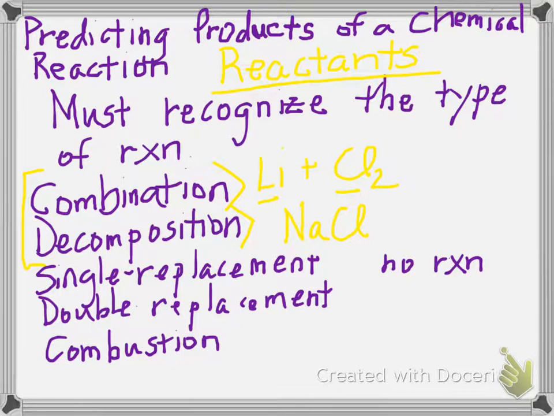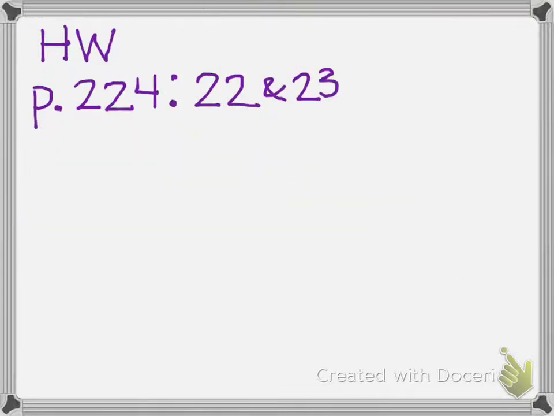All right, talking about your homework then. Your homework is on page 224, exercises 22 and 23. Exercise 22 asks you to balance each equation and identify each as the type. So again, you need to both balance them and identify these reactions as one of the 5 types. For number 23, it says, complete and balance an equation for each reaction. The difference between 22 and 23: in 23, they don't give you the products.